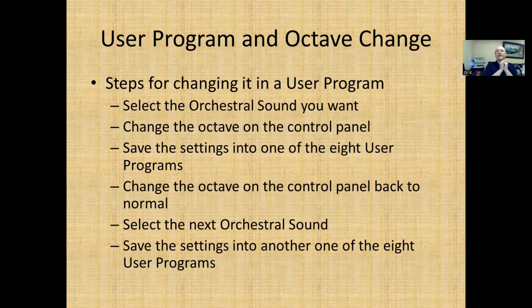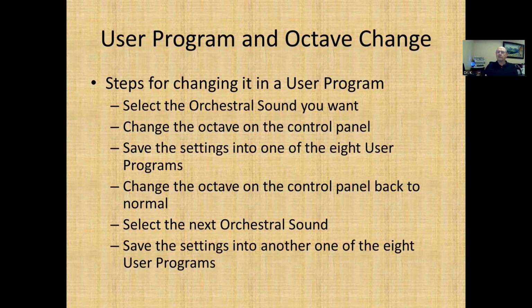Now, let's talk about what I think is an easier way. It depends if you need a lot of edits or if those are the only edits that you want. If those are the only edits you want, if we're going to do a user program, remember, we have 8 user programs. You select the orchestral sound you want. You change the octave on the control panel. You're going to see that in the demo. I'll probably put this slide up there while I'm doing it so you can see those. Then you save that setting into one of the 8 user programs.